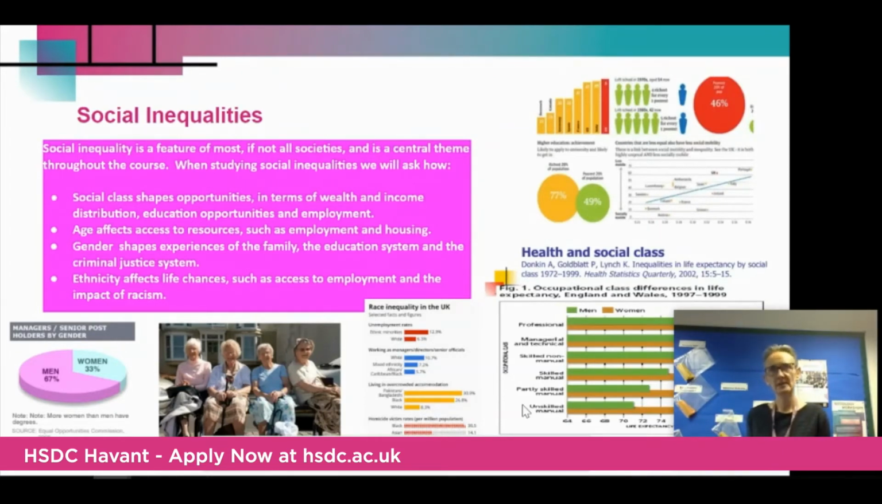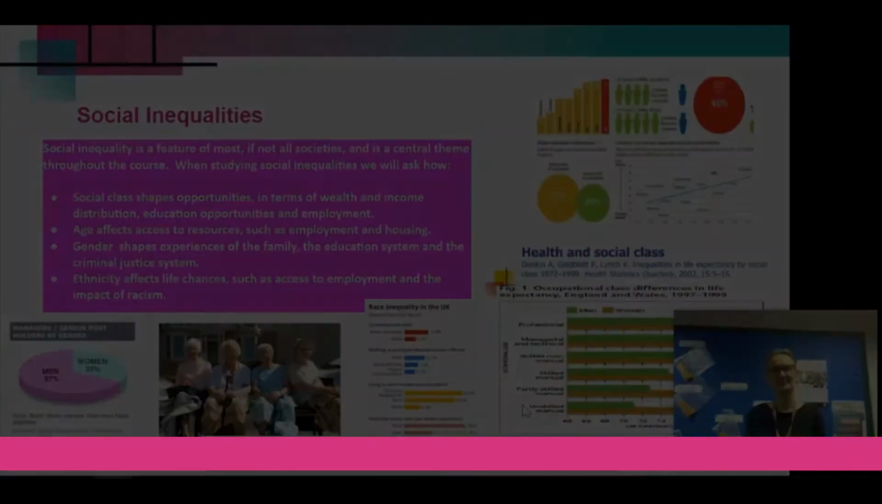likely to experience it. So in component 3, we examine how class, age, gender, and ethnicity impact on life experiences and life chances, and explain it with reference to theoretical debates and arguments. It's a topic that is fundamental to a sociological understanding of the world.